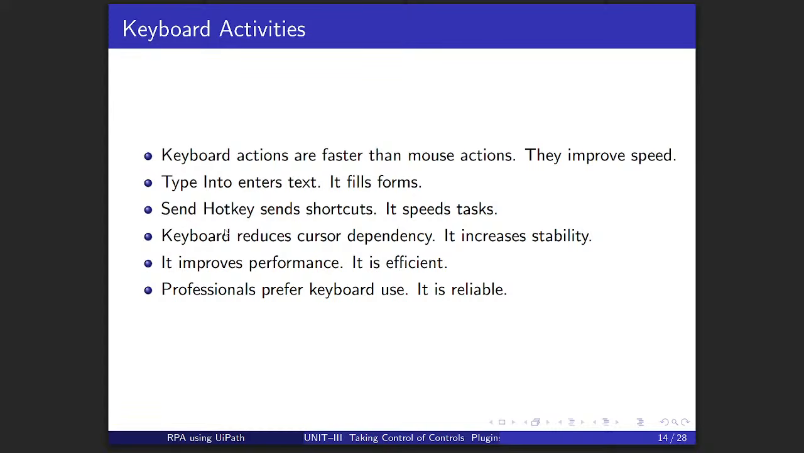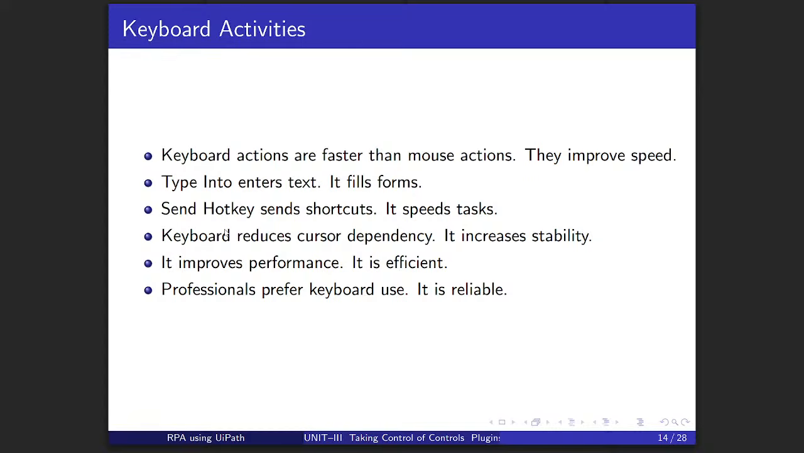Keyboard actions are often faster and more reliable than mouse actions because they don't depend on screen position. Even if the screen is moving, they don't depend on the screen position. For example, pressing enter to submit a form is quicker than moving the mouse and clicking submit. If you do the same thing with the mouse using a robot, it may take some time. But when you do it using the keyboard, it may not take much time and it may not give any errors.